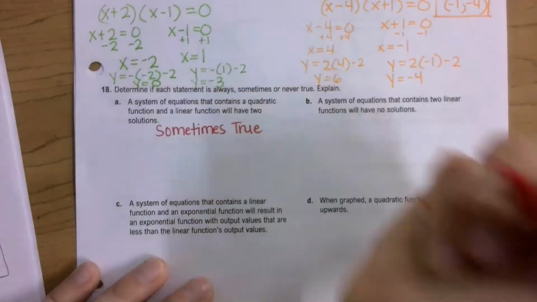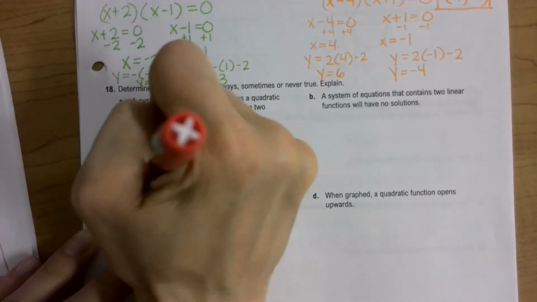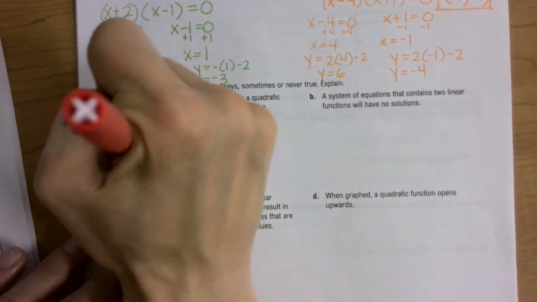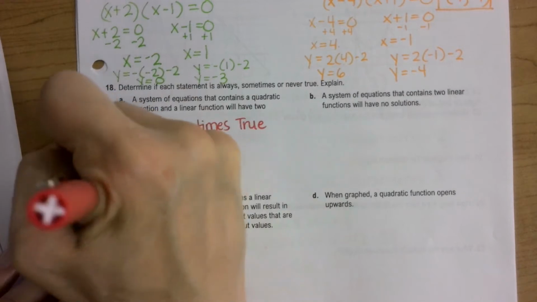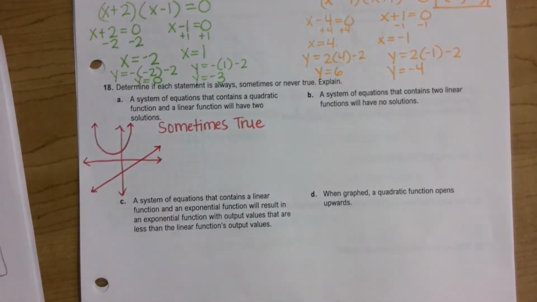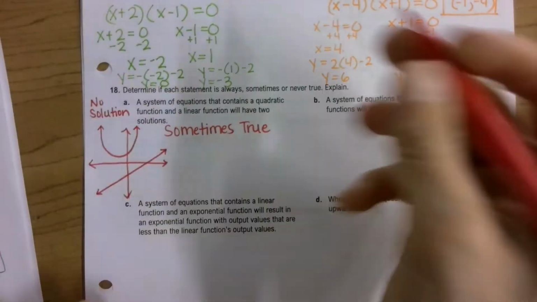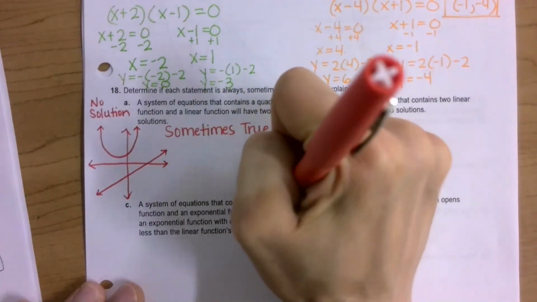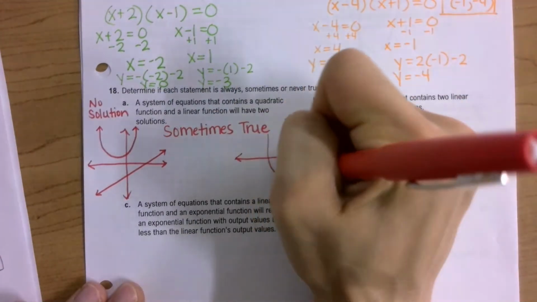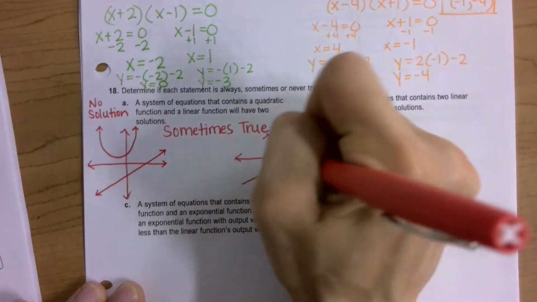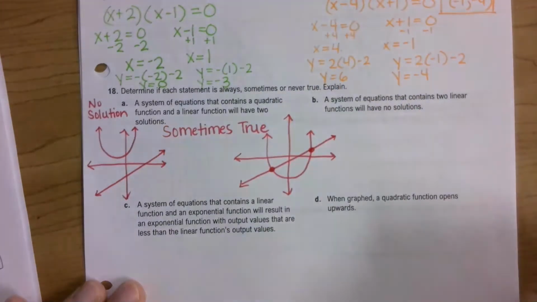And if I draw a couple examples to visualize it, I could have a quadratic function like that, and then a linear function that goes here. There's no solution. They would never touch. So for these, there's no solution. Whereas I also could have one like this, and they could have 2 solutions.